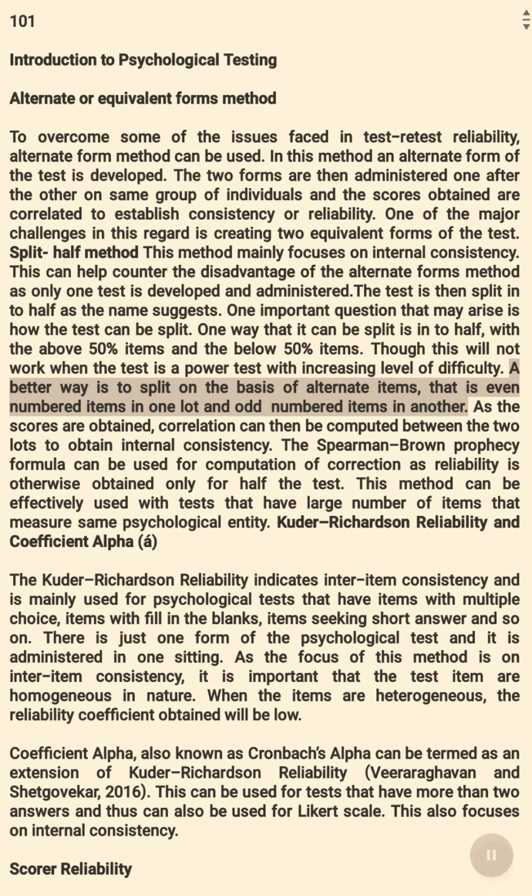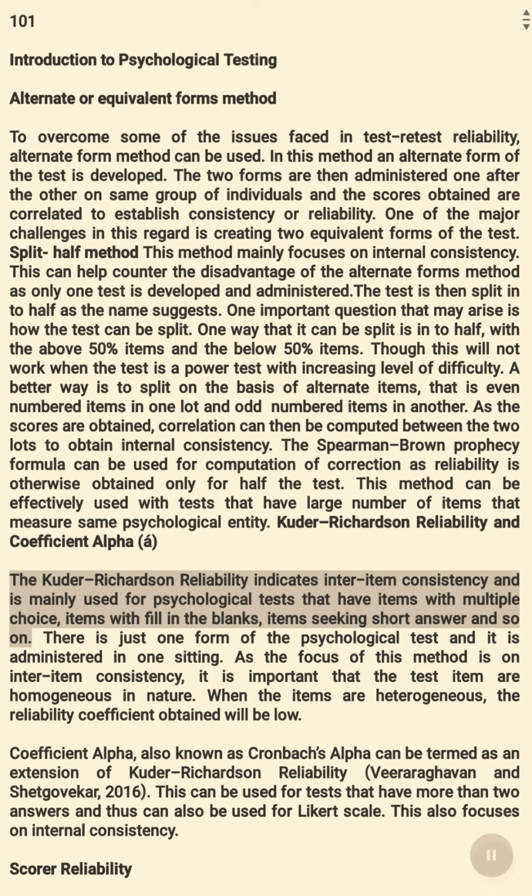A better way is to split on the basis of alternate items, that is, even-numbered items in one lot and odd-numbered items in another. As the scores are obtained, correlation can then be computed between the two lots to obtain internal consistency. The Spearman-Brown prophecy formula can be used for computation of correction, as reliability is otherwise obtained only for half the test. This method can be effectively used with tests that have a large number of items that measure the same psychological entity.